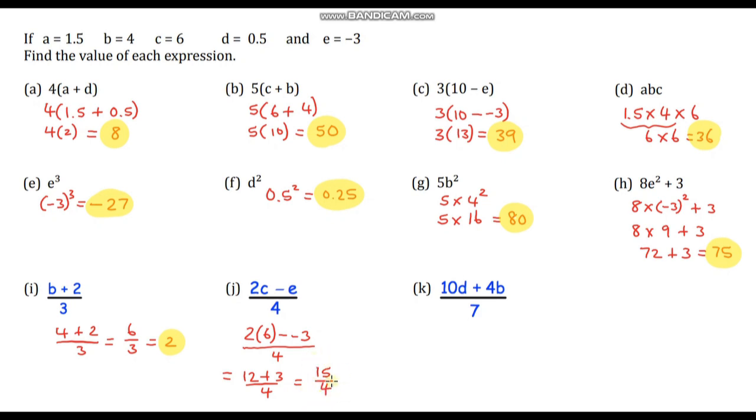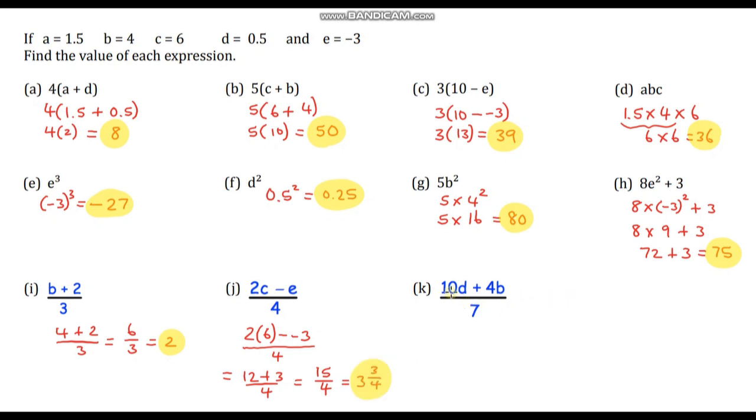And I could leave my answer like this, 15 over 4. But I'm just going to convert it to a mixed fraction. So 4 goes into 15 3 times. And there is 3 left over. So it's going to be 3 and 3/4. Or you could say 3.75.